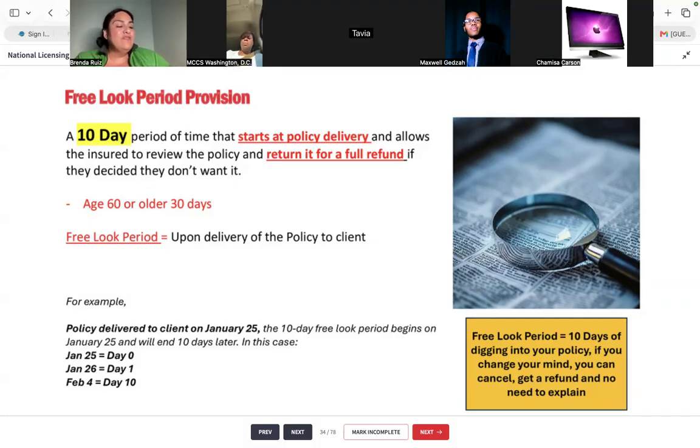Pretty cool, right? Now, if you decide after that, you can still choose to get rid of the policy. However, there's no refund. So you only get the refund if it happens within the free look period. Again, it's either 10 or 30 days of digging into your policy. If you change your mind, you can cancel it, get a refund, and no need to explain.